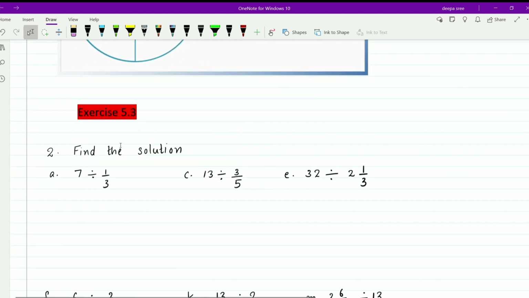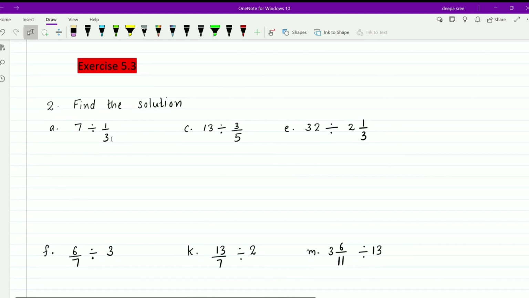So we can go through some applications and problem solving. Some questions are given here. Find the solution, your textbook exercise 5.3. Question number 1: 7 divided by 1 by 3 is the first question. So we can go through the solution of that.